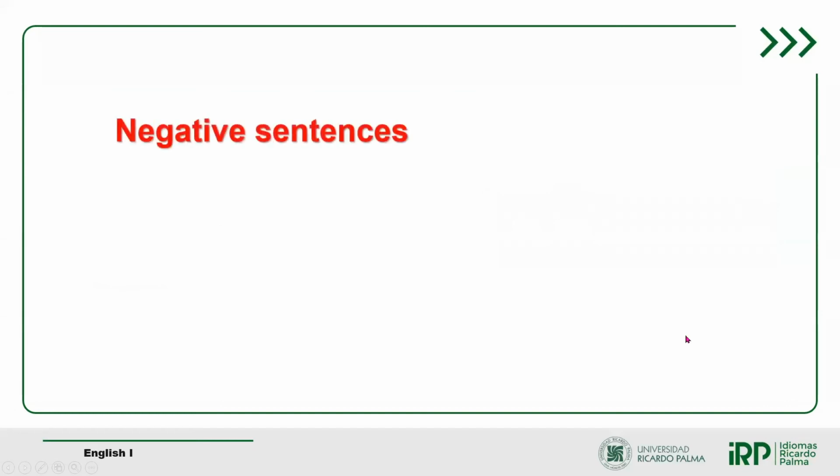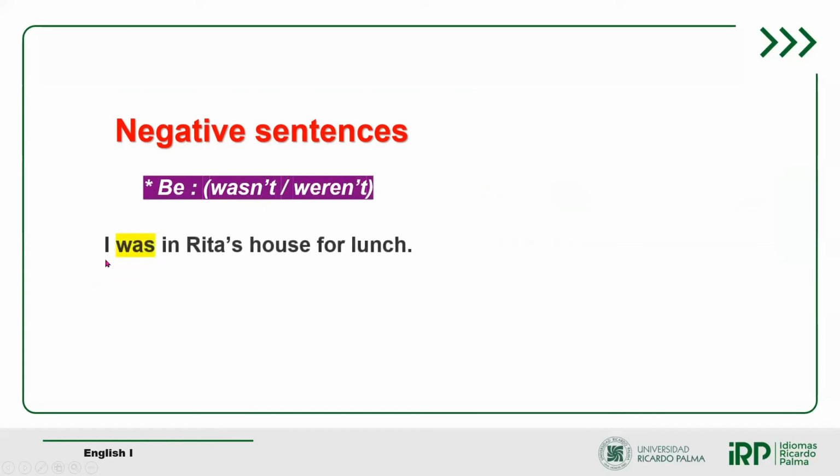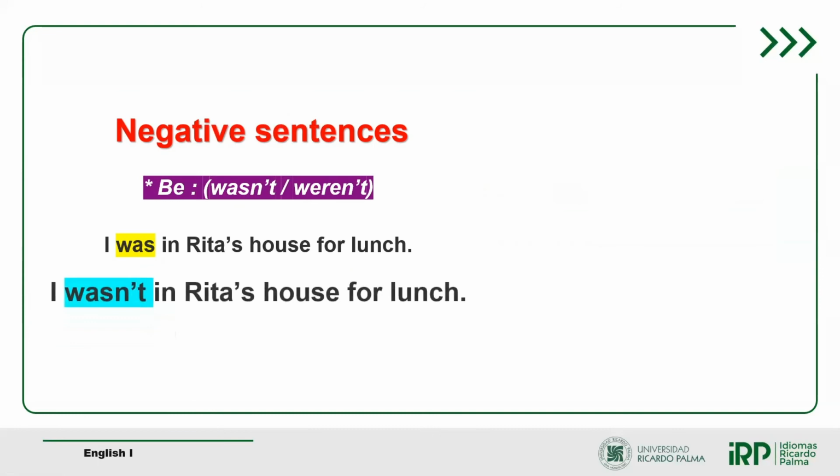Only when you are working with the verb be, you are going to work with wasn't and weren't. For example, I was in Rita's house for lunch. As a negative form, it's going to be I wasn't in Rita's house for lunch. I wasn't in Rita's house for lunch.